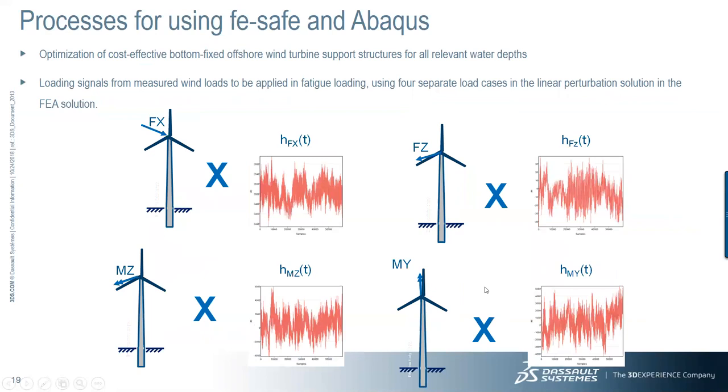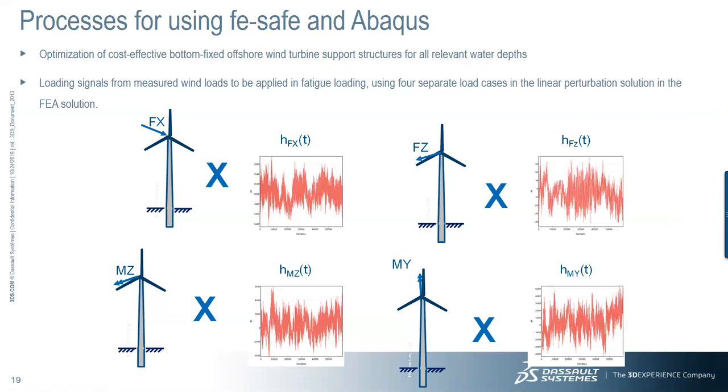The example which I will be providing is the example of a wind turbine. In this particular case, for the wind turbine, there can be different forces: the forces in the X and Z directions, as well as the moment in the Z direction and the moment in the Y direction. Each of these can be multiplied with a signal, and this signal is the experimental test which has been performed. These signals were reported in all four directions.